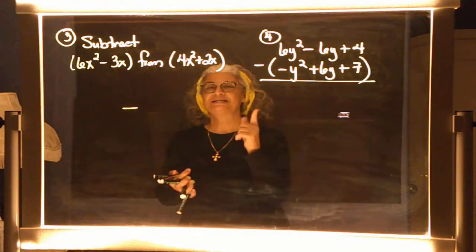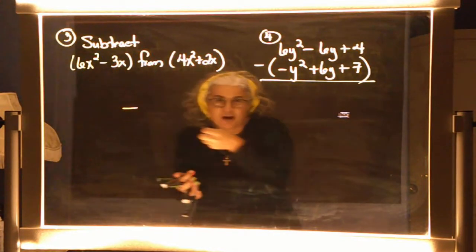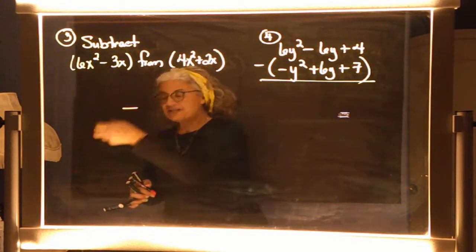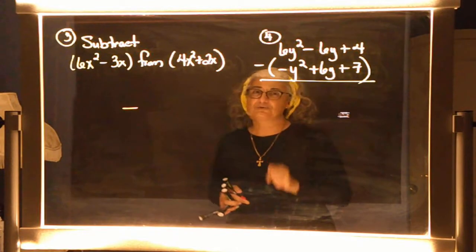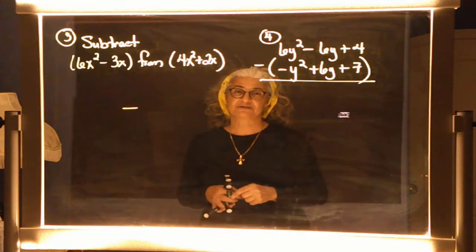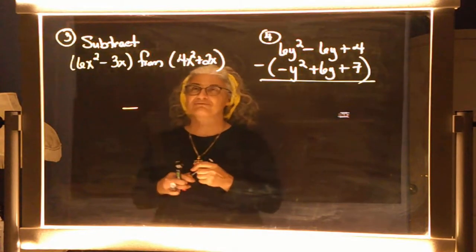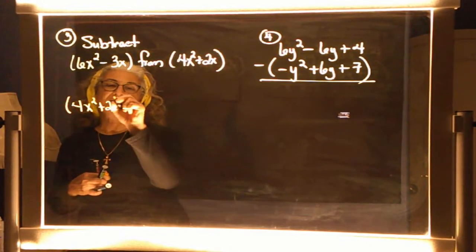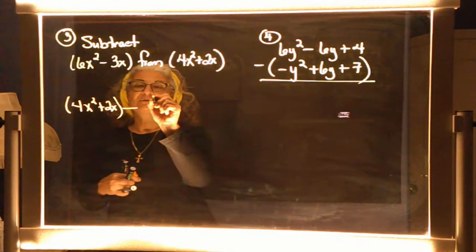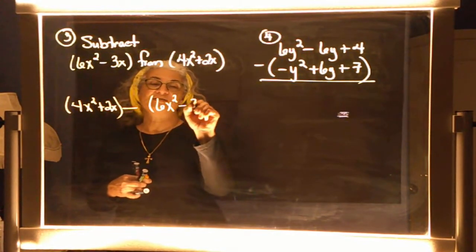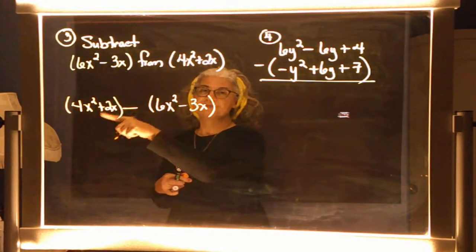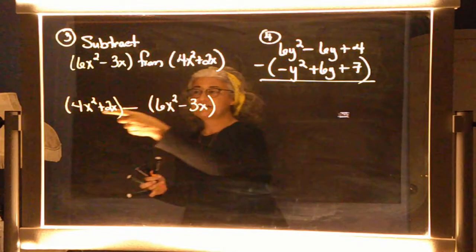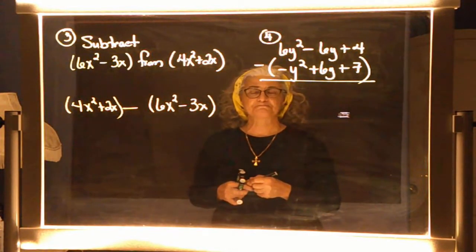No. They said subtract this from the second one. The first one is being subtracted from the second one. So which one has to get written first? The second parenthesis has to get written first because I'm taking the other one away from it, so to speak. With me? Okay. So this first parenthesis is being taken away from the second parenthesis. This is being subtracted from this one. Does that make sense? Okay.